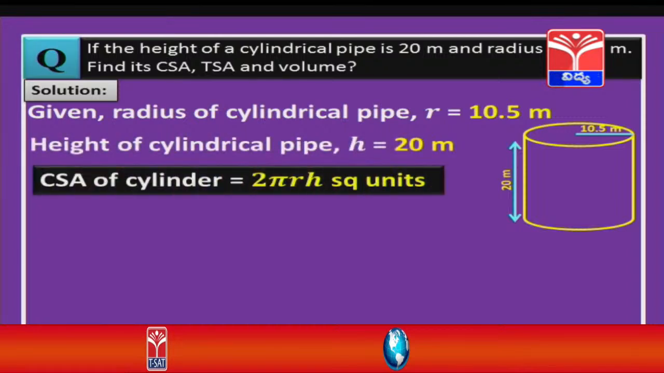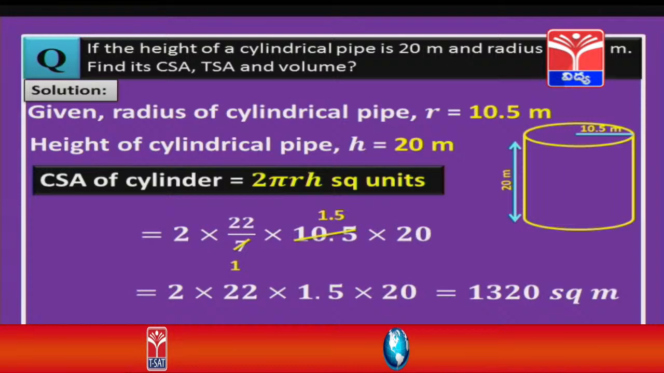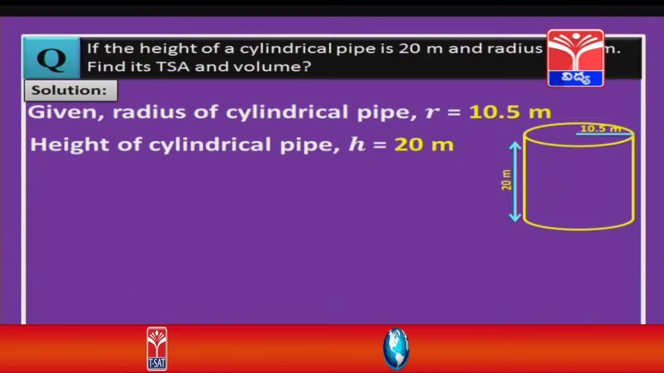So, CSA of a cylinder is given by 2 pi r h square units. Let us substitute the values of r and h. So, 2 into pi, which is 22 by 7, into 10.5 into 20. Now, 7 goes in 7 one time and it goes in 10.5 1.5 times. Now, what is left, children? 2 into 22 into 1.5 into 20. On multiplying all these we get 1320 square meters. So, this is the CSA of the cylinder.